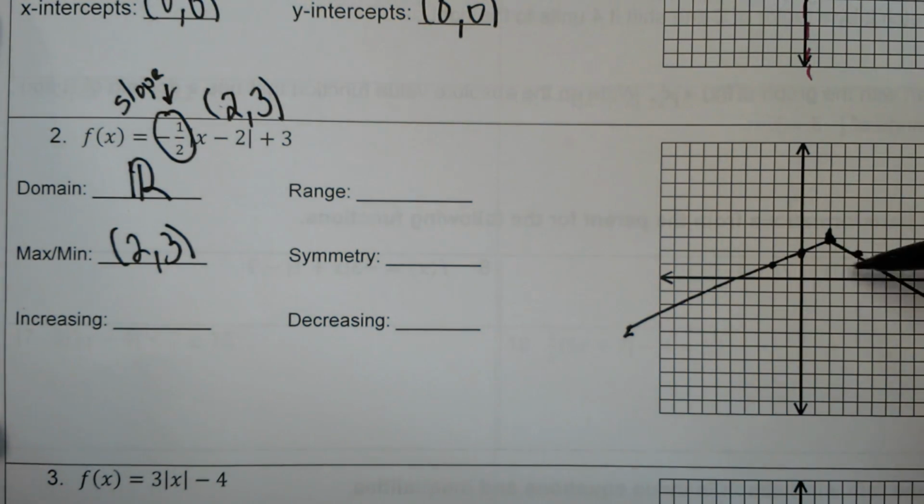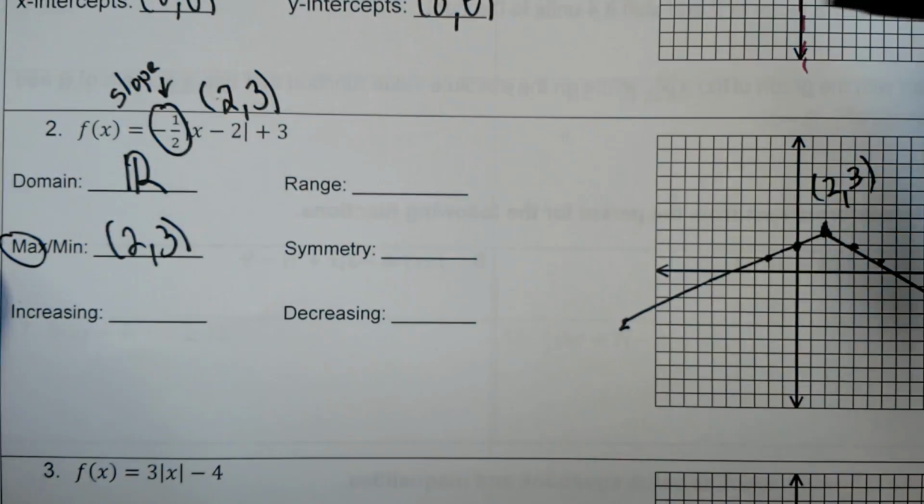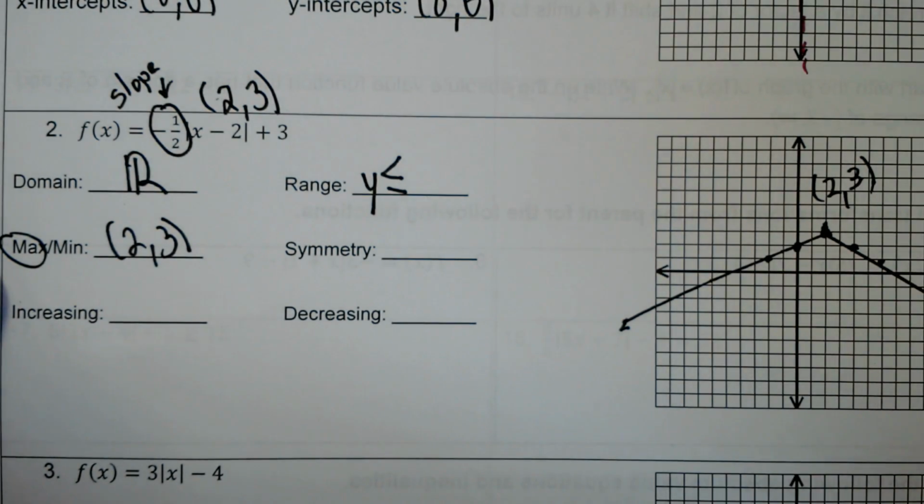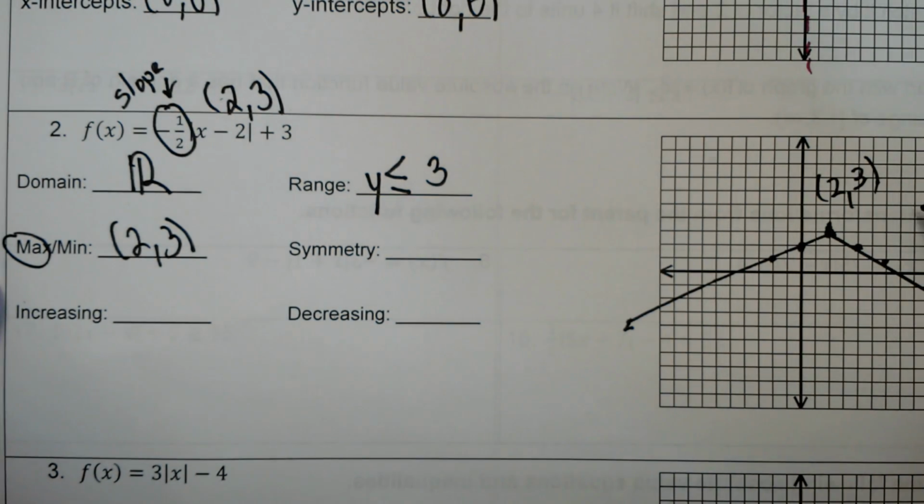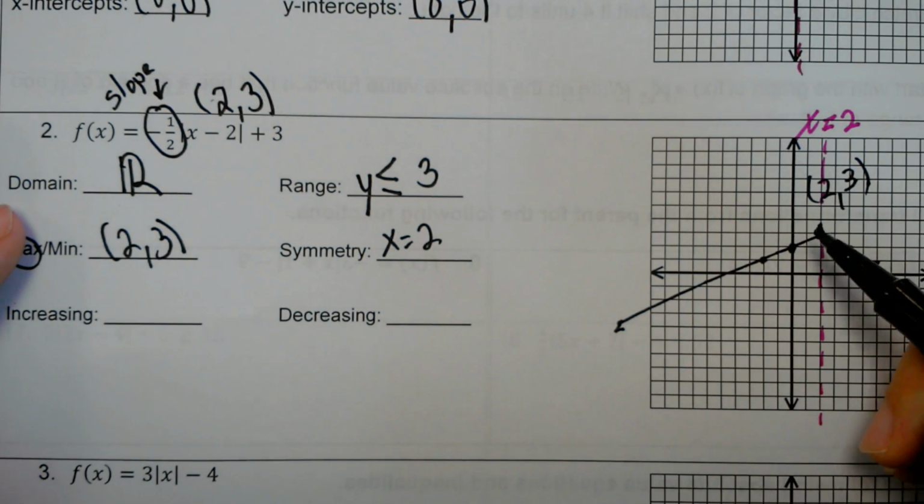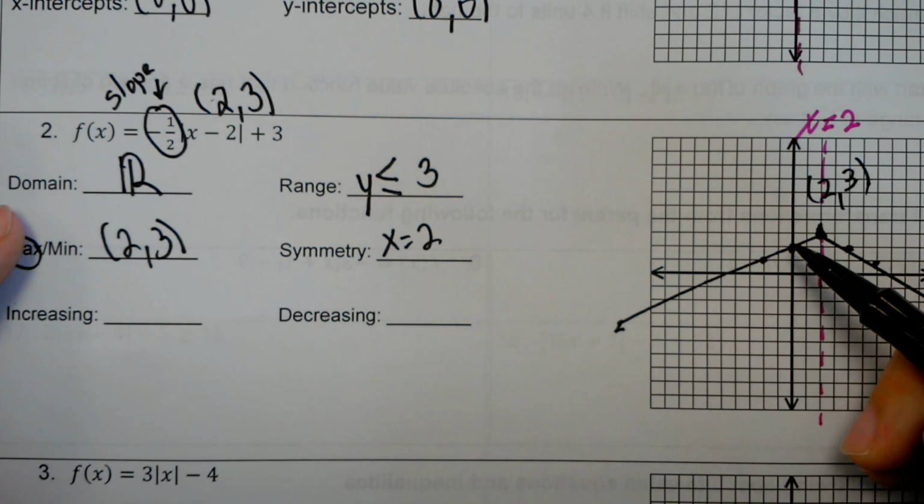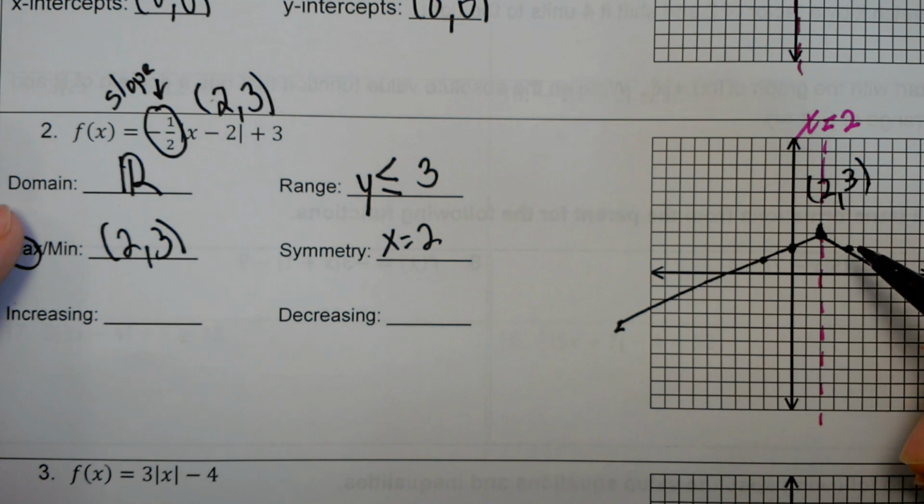And so if all my y values are below my vertex, I have a maximum. And my y is less than 3. That's my range. All these y values along my graph are less than 3. And then my symmetry, I can draw a vertical line through my vertex. And that's x equals 2. So my symmetry is x equals 2. So every single point is equidistant from that line. So 0, 2 is 2 units from that line, and 4, 2 is 2 units from that line.